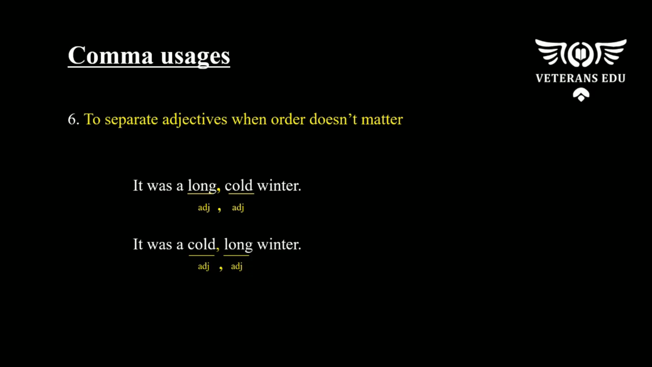And this brings us to our final usage that is fundamental for SAT writing. We also use a comma to separate adjectives when order doesn't matter. For example, in the sentence, it was a long, cold winter. The order of the adjectives doesn't matter because I can also say it was a cold, long winter. Another way of writing adjectives when order doesn't matter is using the word and. For example, it was a cold and long winter. So remember that when the adjective order doesn't matter, we can use a comma to separate them.